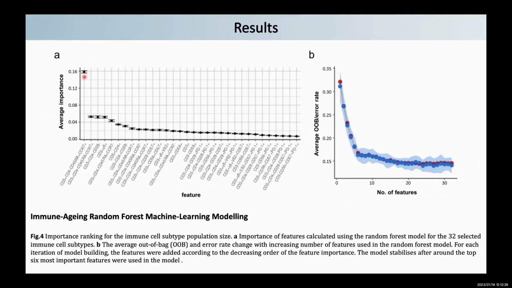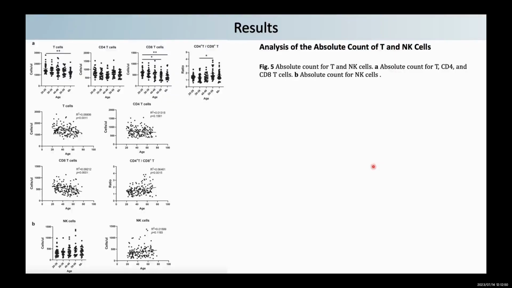As you can see, these are the most important 6 parameters that contribute to our age prediction. And finally, we also provided the percentage and the absolute number of T cells and NK cells in different age groups. So this is the data.